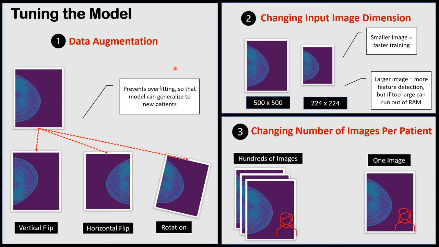So in addition to choosing the transfer learning model to use for our use case, we also experimented with other methods to tune our model, the first of which was data augmentation. In data augmentation, an image is flipped or rotated, and this prevents overfitting so that the model can generalize to new patients. The next thing we did was we experimented with changing the input image dimension. The last thing we did is we experimented with changing the number of images per patient, so whether to include all hundreds of images associated with a single patient or just to pick a single image associated with that patient to put in the training set.